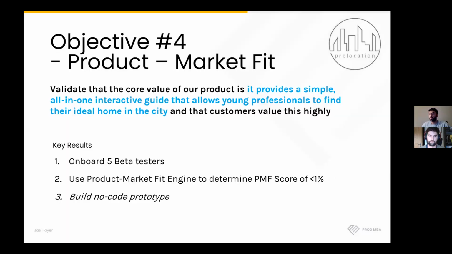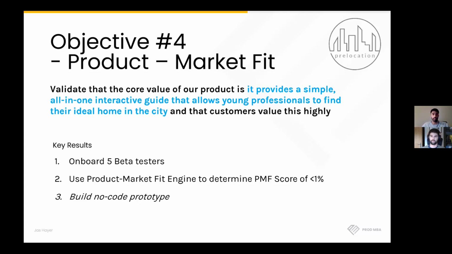And then objective 4 is product market fit. So now that we've produced these wireframes, and we're looking to produce a prototype, we want to test and again validate it, because our niche is the ones that are going to be using the product. So we wanted to see exactly if they get fulfillment from using the product.